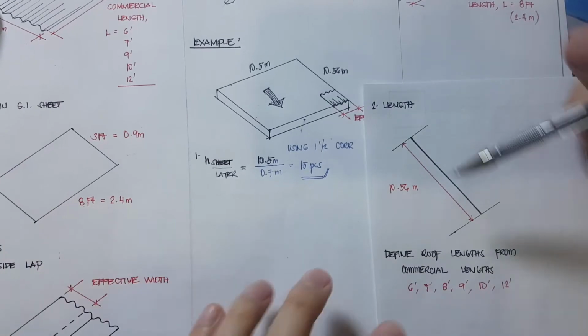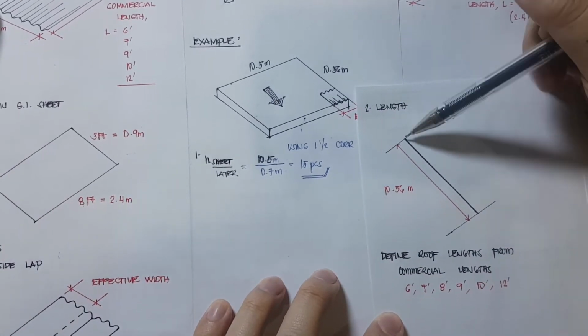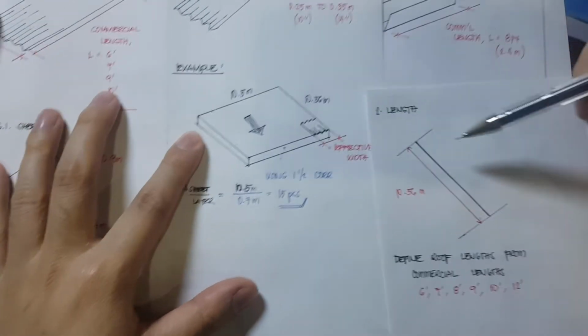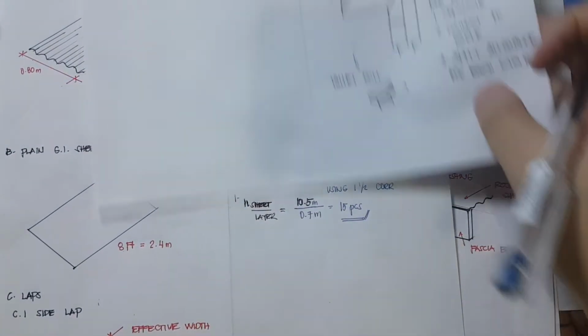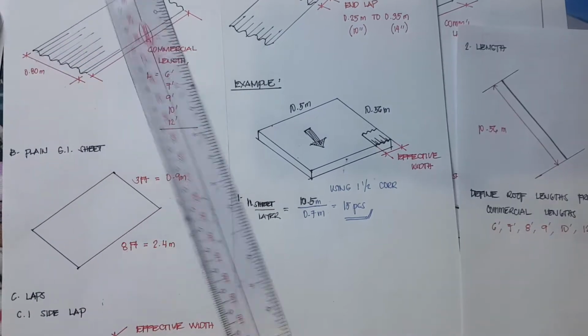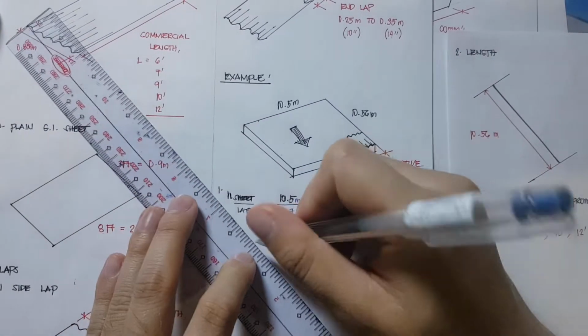So what do I mean when I say that? Take note, this is the cross-sectional view. This is the side view rather. Okay? So we have a length of 10.57. So what do I mean with that? Okay? So imagine that is 10.57.